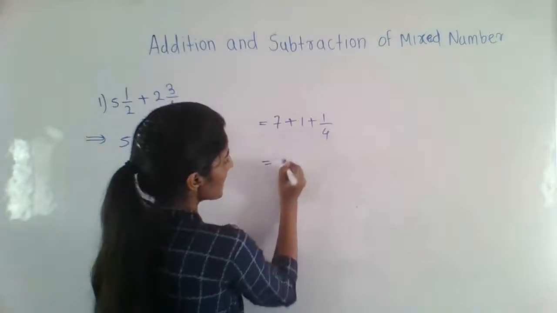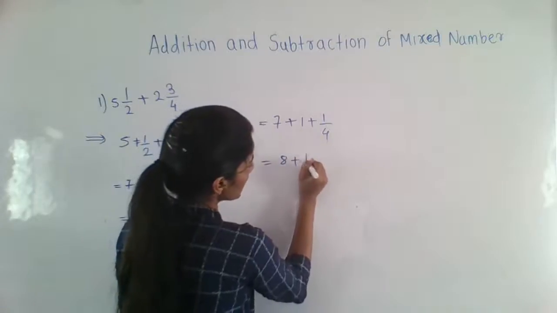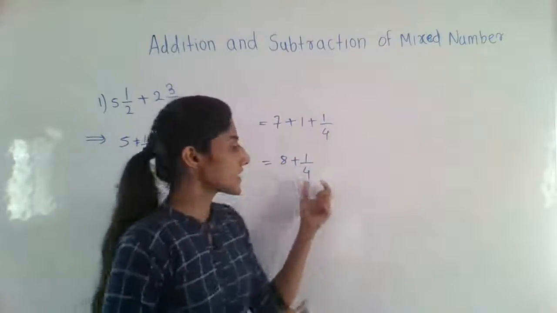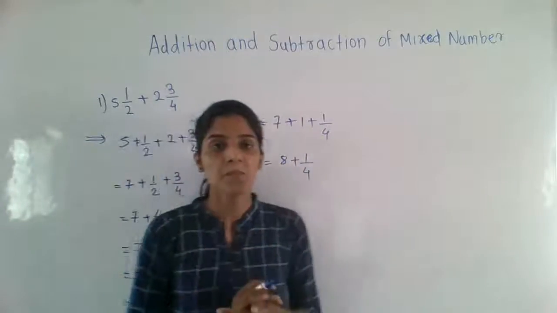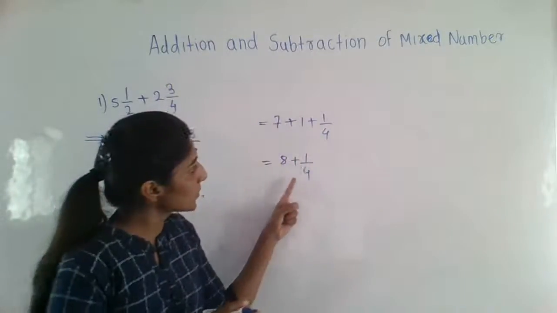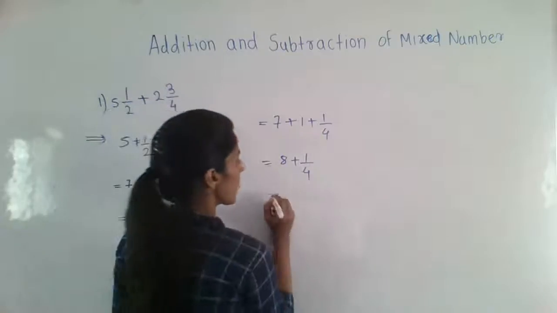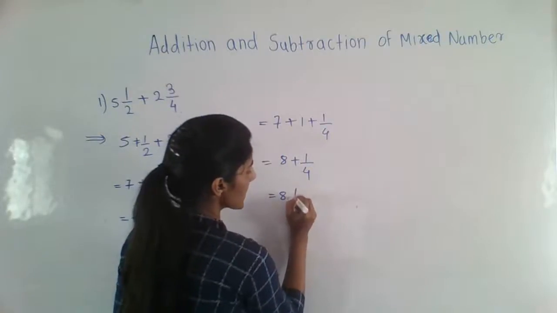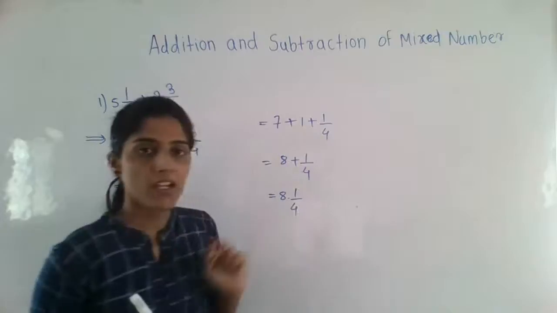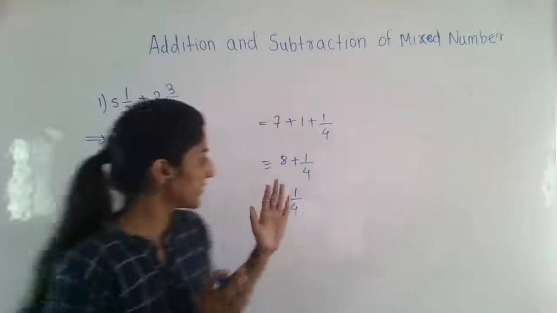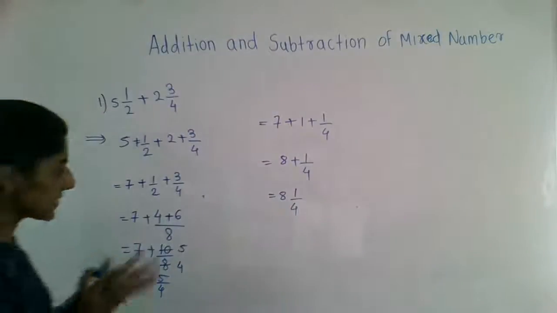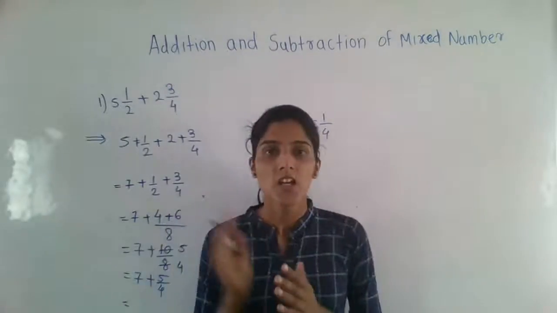Now see, 7 plus 1 that is 8 plus 1 by 4. That is our proper number because the numerator value is less than the denominator value. Now you can see here 8 plus 1 by 4 can be written as 8 and 1 by 4. That is our answer for the addition of these two numbers.